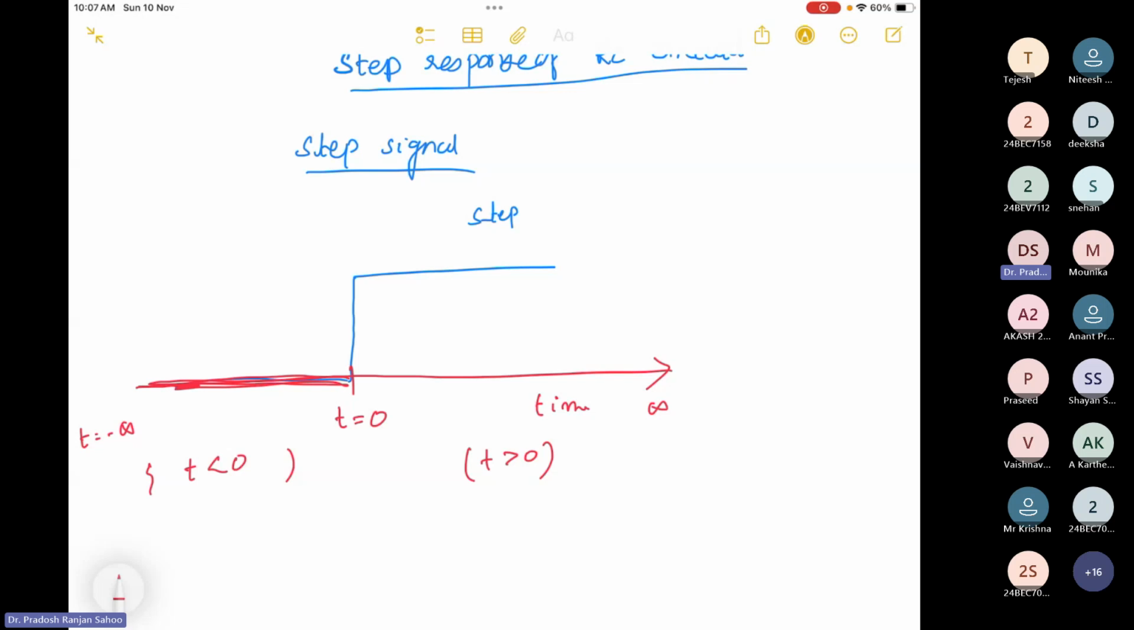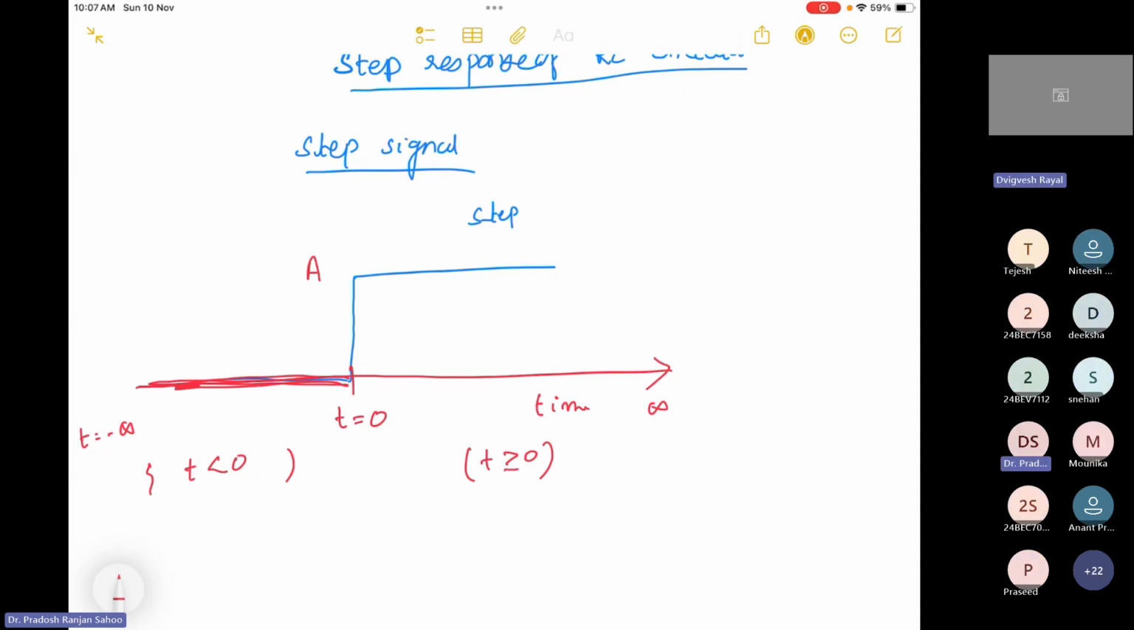Just like a switch-off condition. At t equal to 0, I am switching it on. So the circuit will get a voltage or current having some amplitude, let's say A. So at t equal to 0 up to infinity, that means when t is greater than or equal to 0, the circuit will get a value of voltage or current having amplitude A.